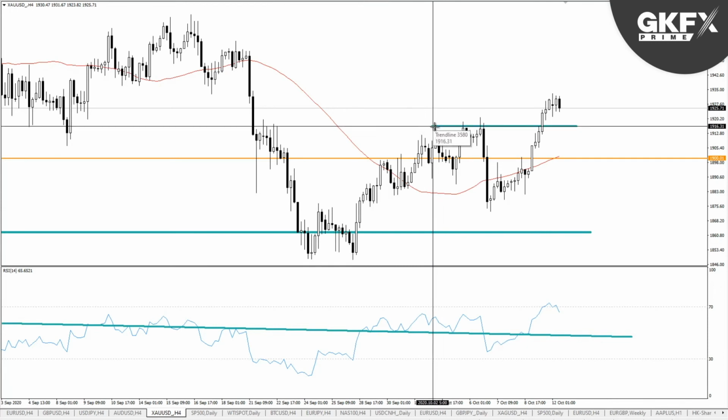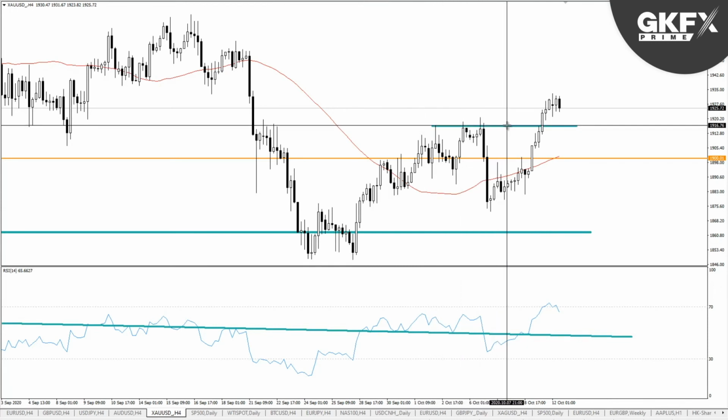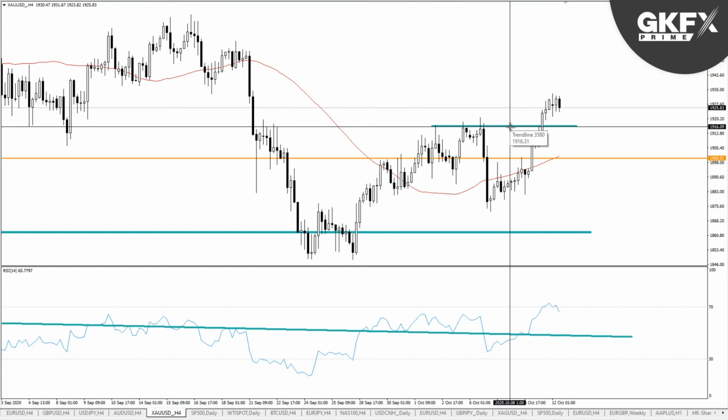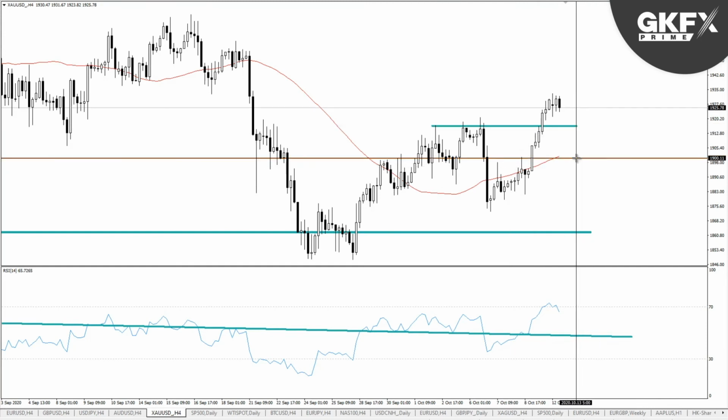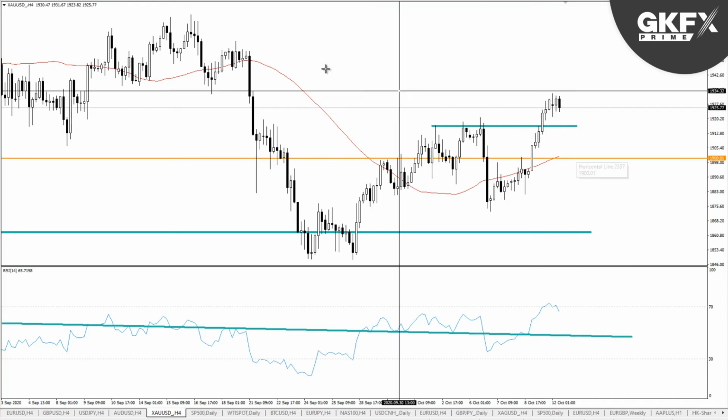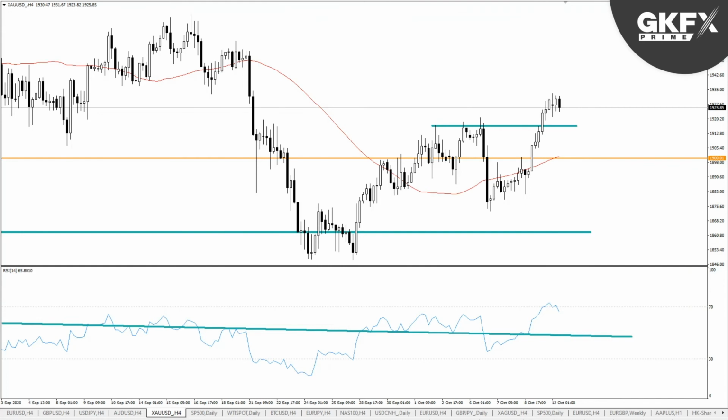This was the original peak. These are the two false breaks. So I'd look for a retest of the original peak, which is pretty much 1916. If we fall through that, then maybe 1900 is your next option in terms of trying to trade this break to the top side.